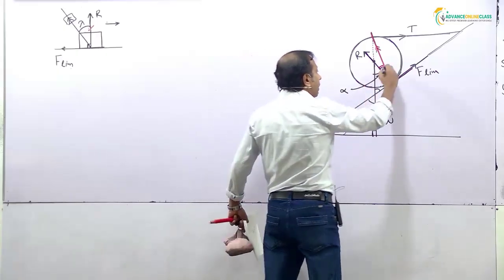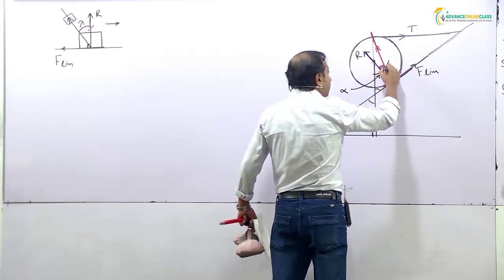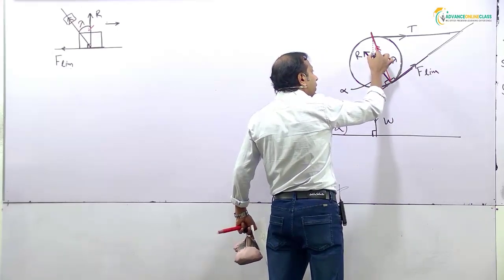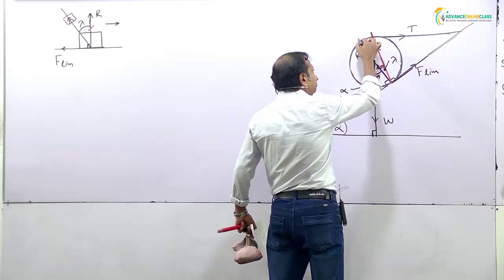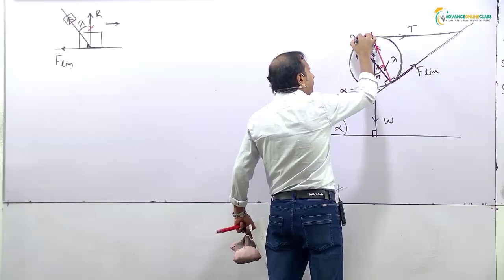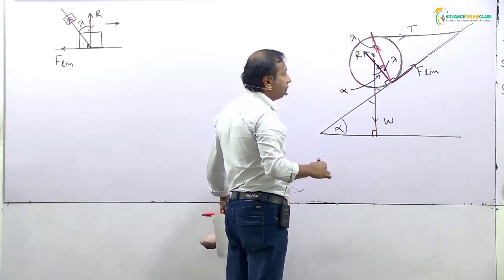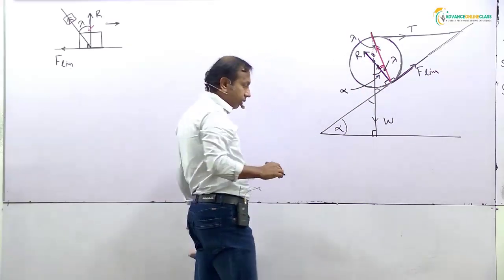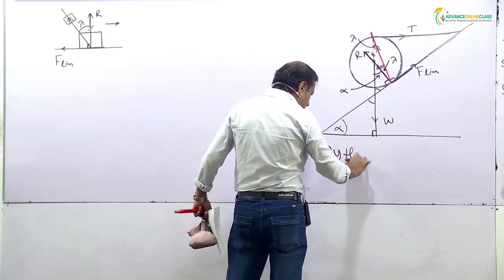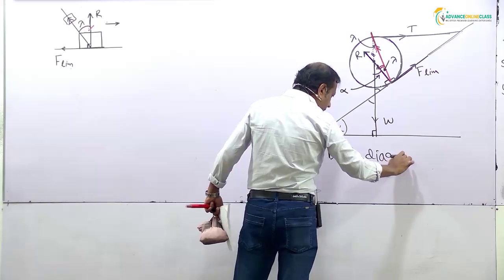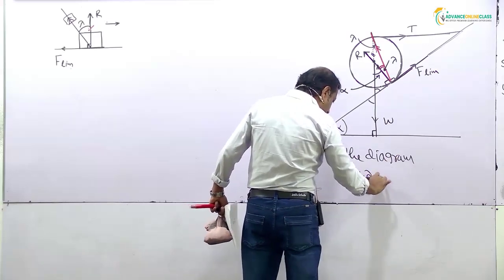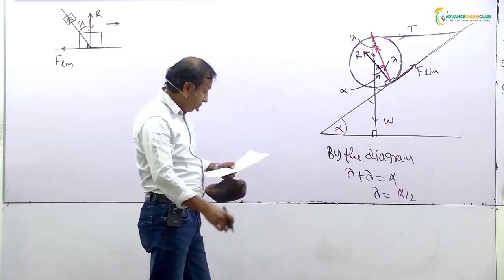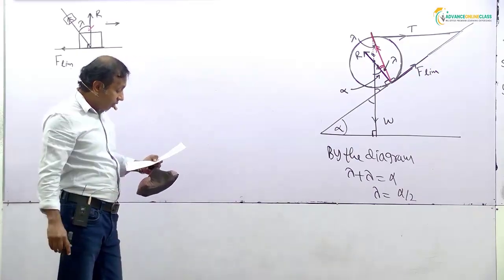If you take this as lambda, the angle of friction, since this side, the radius, is equal to this side, this angle is also lambda, the angle of friction. So then lambda plus lambda is equal to alpha, by the diagram. Lambda equals alpha by 2. So therefore, we get the angle of friction is alpha by 2.